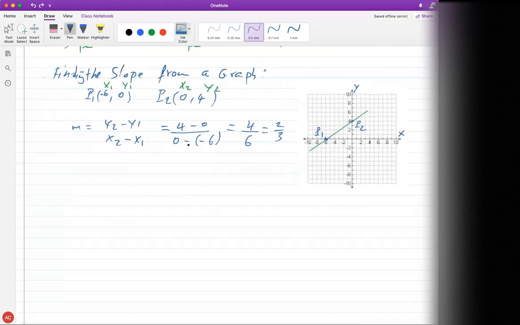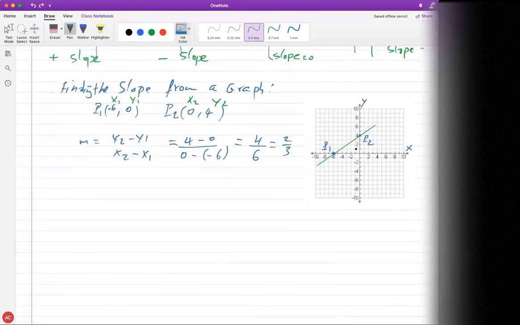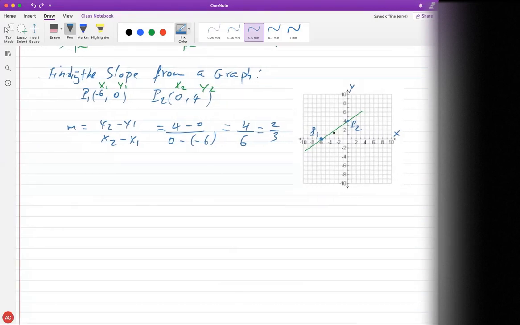That's how you find the slope. Just be careful when you have a negative in the coordinates. You may have a double negative like this, so be careful with that. You can find it using 2 points, or you can find it from a graph, which is not hard to do. Just get the coordinates of 2 points.